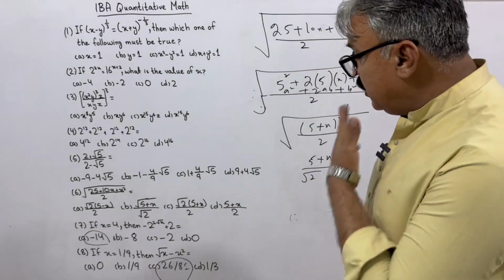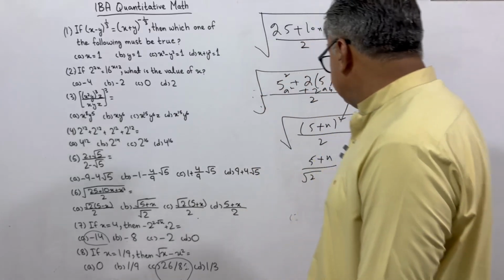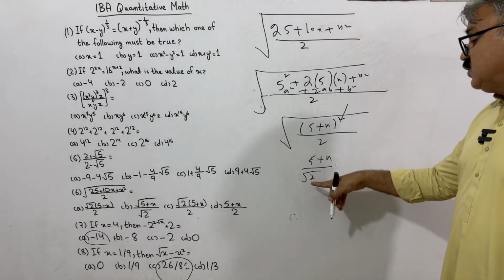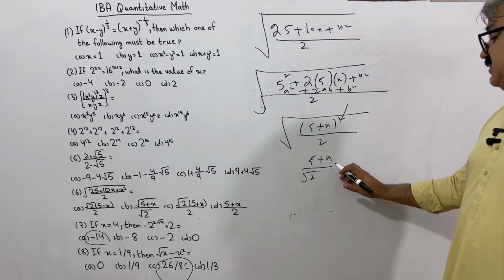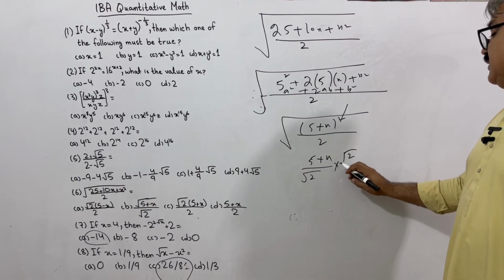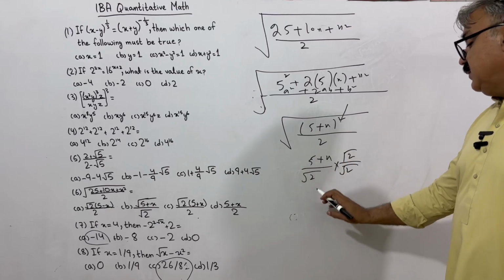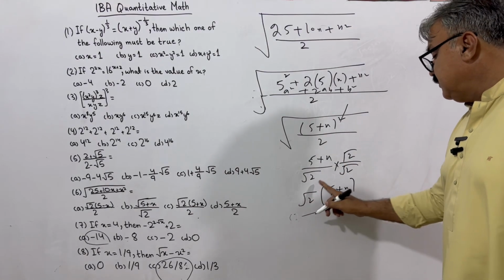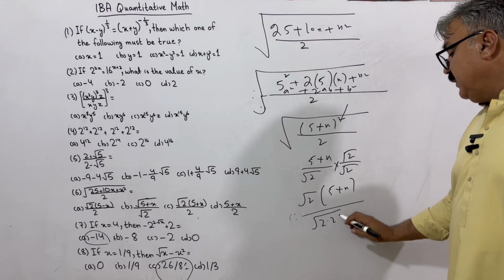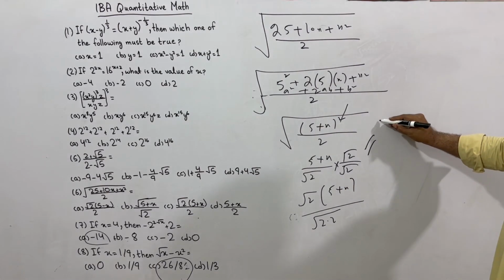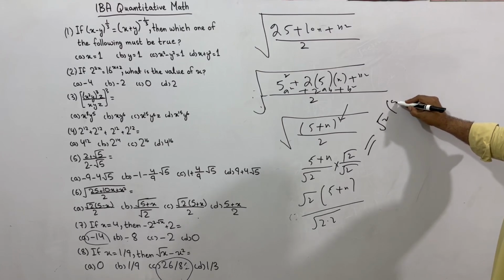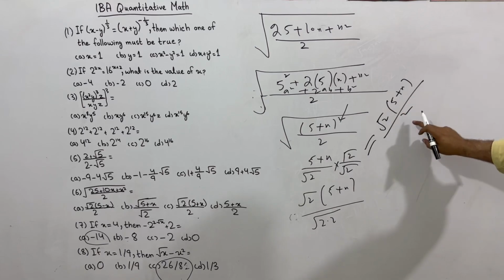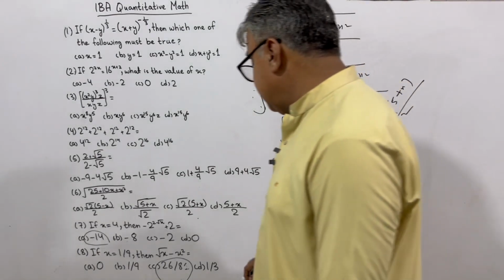But look at the options. You should also have a fair idea about that. There is an under root in the denominator, so rationalize. Divide and multiply by under root 2. Under root 2 times 5 plus x, over under root 2 into under root 2, a pair of 2. So this can be written as under root 2 times 5 plus x overall 2. So our right option in that case is C.